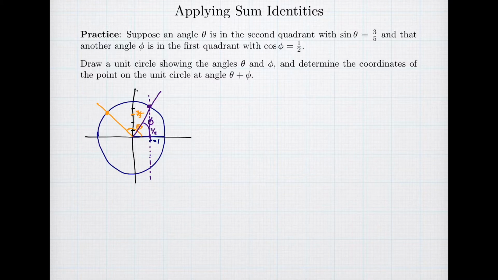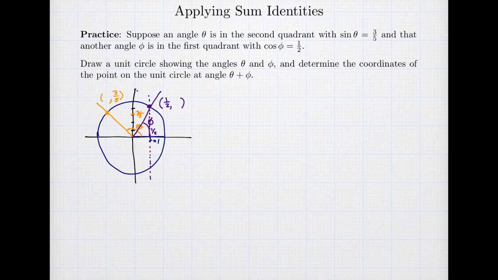Let's summarize what we know. For our angle theta, we know the y-coordinate. So we don't know the x-coordinate yet, but the y-coordinate is 3/5. And for our second point, the angle phi, we know the x-coordinate is 1/2, but we don't know the y-coordinate. In order to use the sum identity for sine and cosine, we're going to need to find those other values.